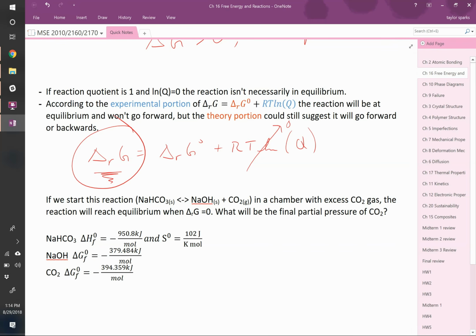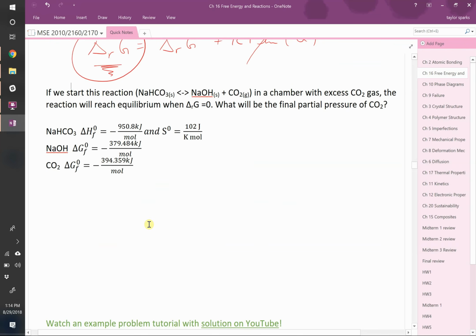Any questions on this, on equilibrium? We're going to do some examples. Let's start with this one. Okay, the question says the following. You start with a reaction of the same exact thing as before, but this time you have excess CO2 gas. That just means that it's pure CO2 gas, basically. The reaction will reach equilibrium when delta Rg equals 0. That's what we've just been saying.